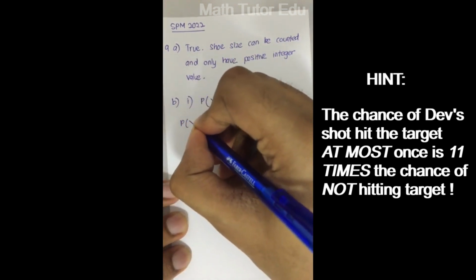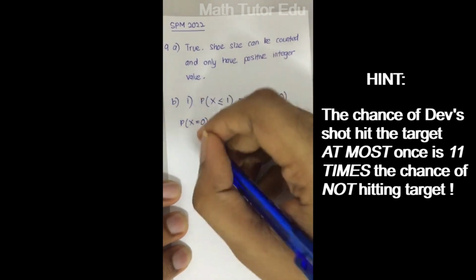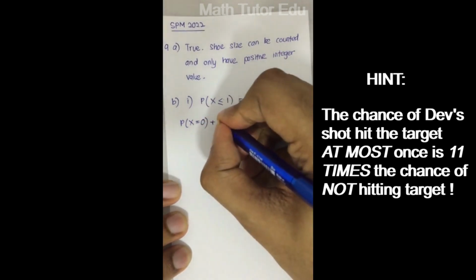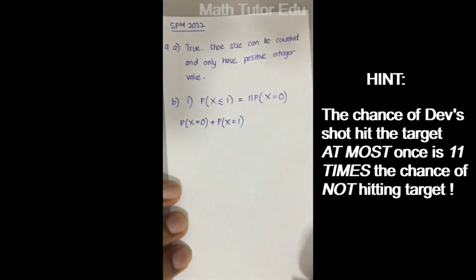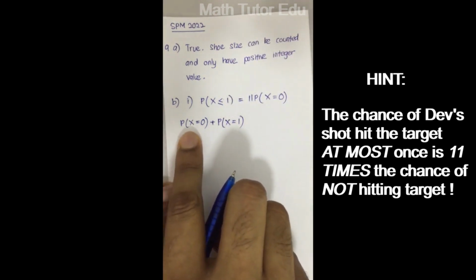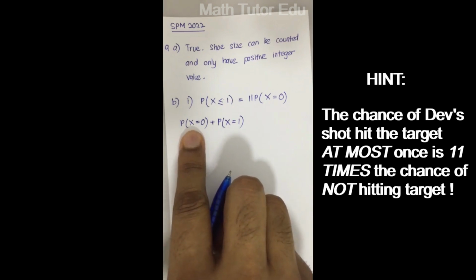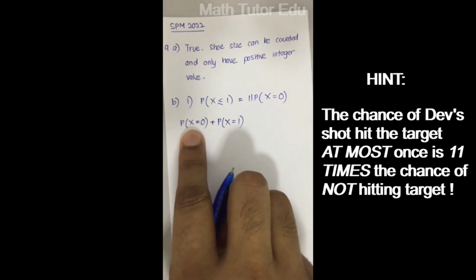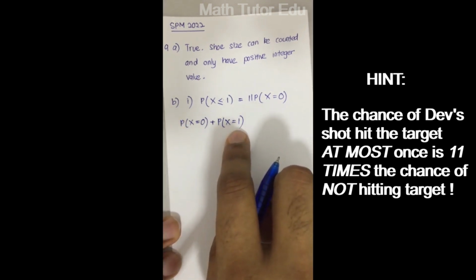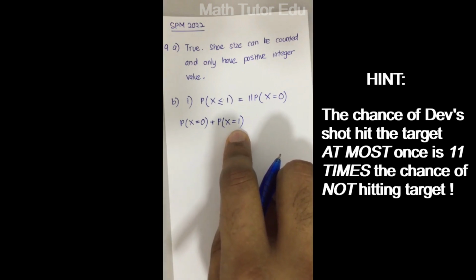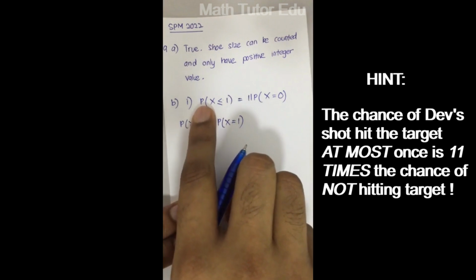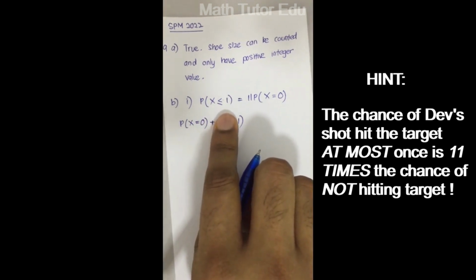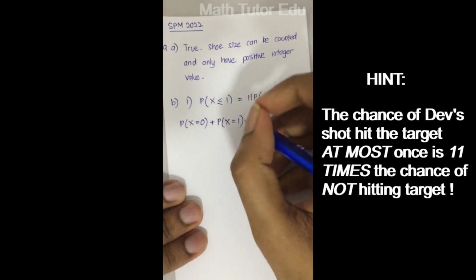by P(X = 0) plus the probability where Dave fires once. So this is the probability where Dave does not fire, Dave's shot does not hit the target. He fires but doesn't hit the target, and then Dave fires the shot and it hits the target once. So this is the two combinations where Dave's shot hits the target at most once. I hope you get the explanation.